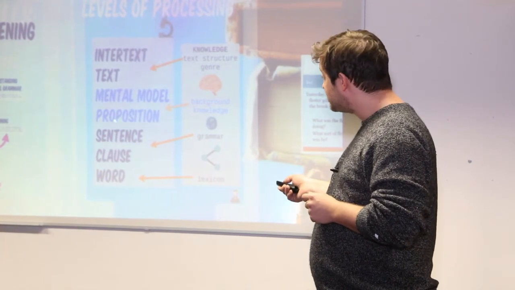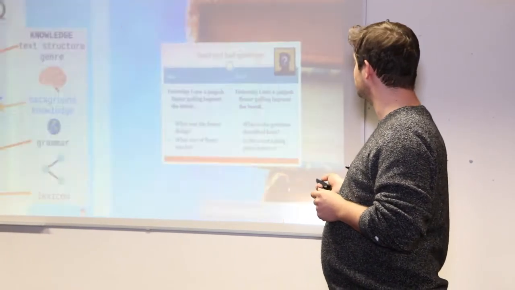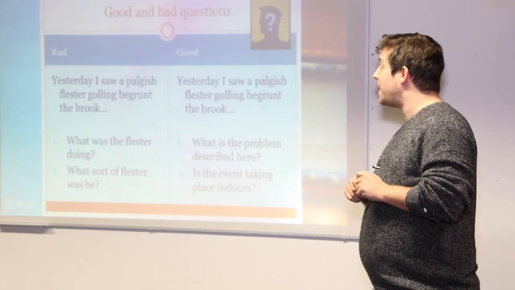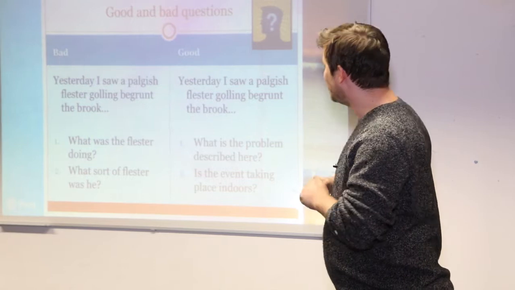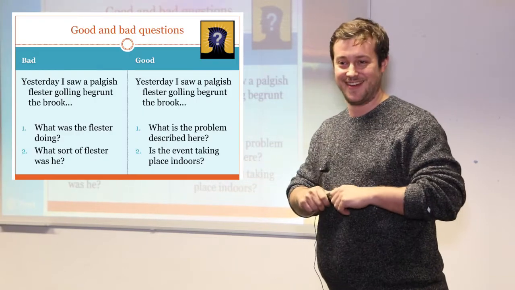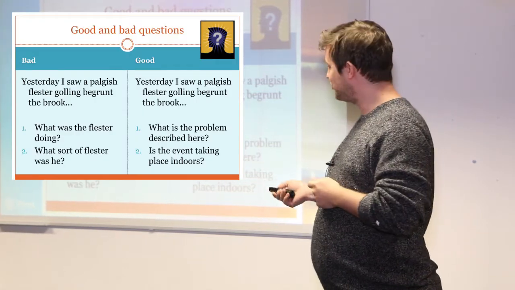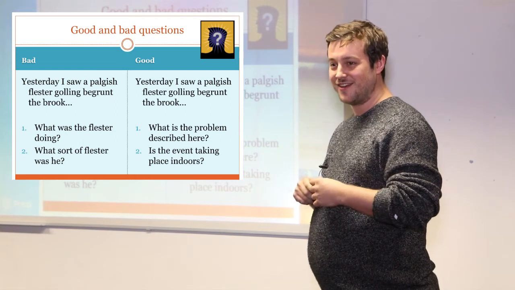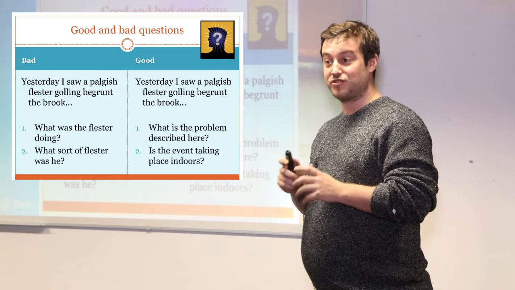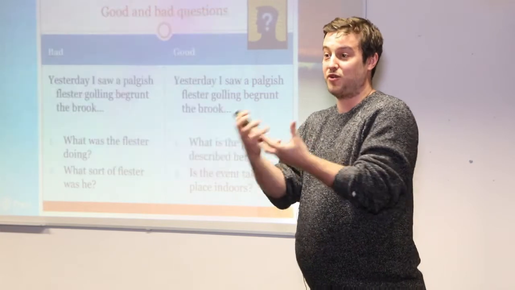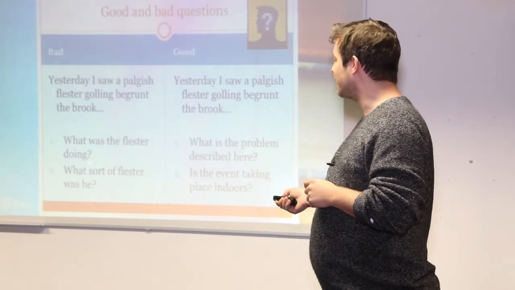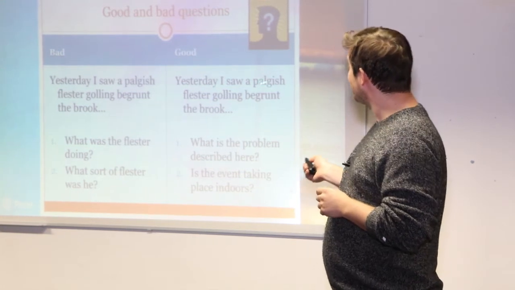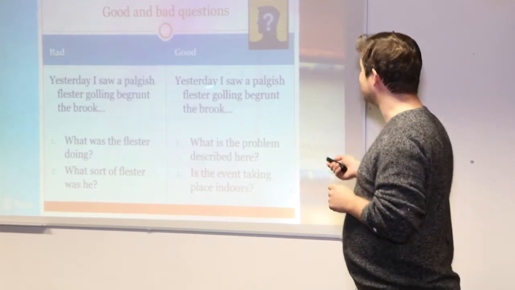Okay, so this distinction, proposition and sentence, let's have a look at some different questions. Look at this one. Yesterday I saw a palgish flester golling begrunt the brook. And then the questions? What was the flester doing? Golling, yeah. So this is processing at the level of a sentence, or the level of vocab and grammar. And what sort of flester was he? Palgish, obviously.